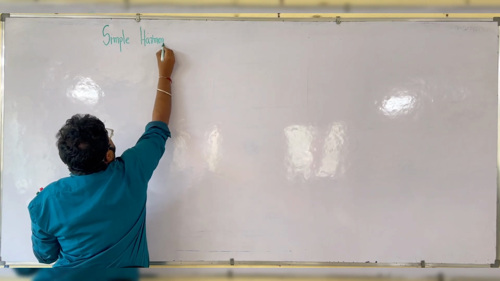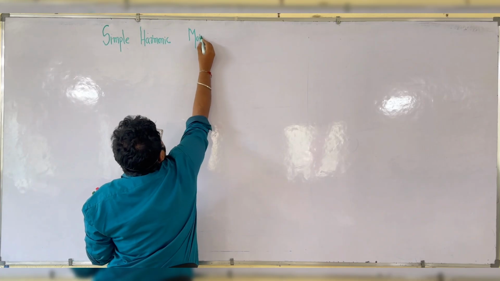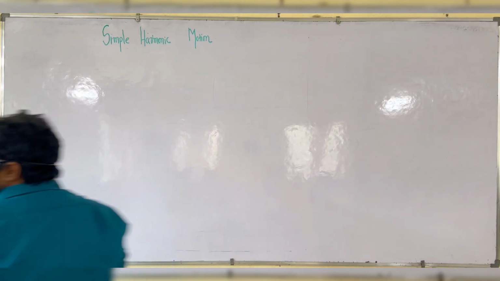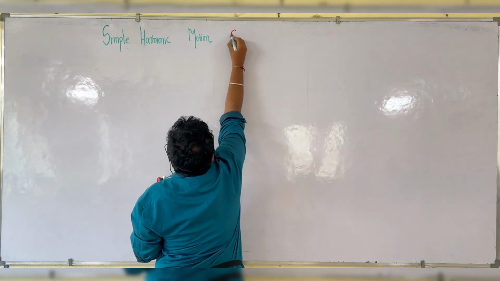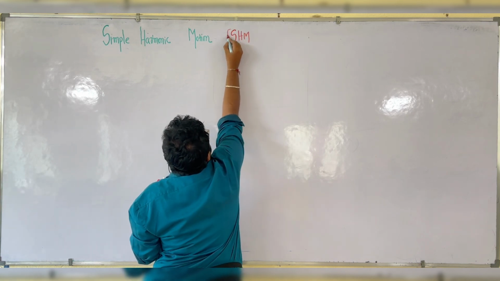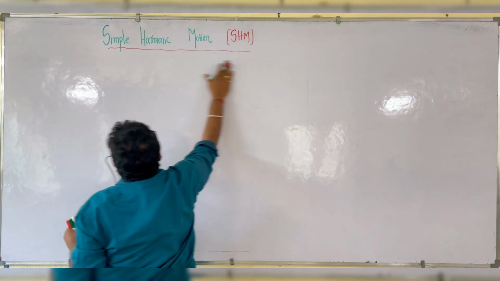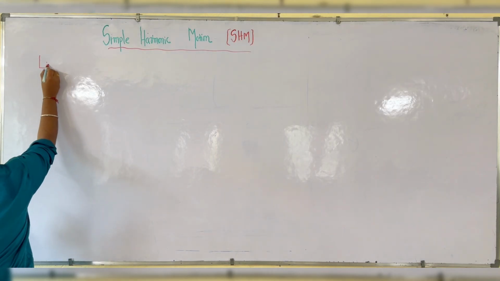Simple harmonic motion, SHM. First write down linear SHM. Definition of simple harmonic motion.